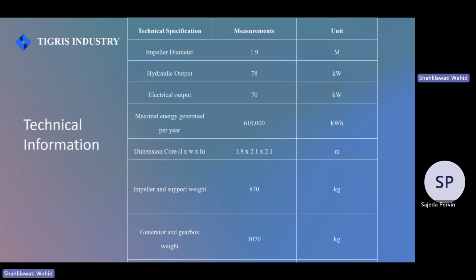And now here is our technical information. For the technical information of our GWVPP, our impeller diameter will be 1.9 meters. Our hydraulic output will be 78 kilowatts. Our electrical output will be 70 kilowatts. Our maximum energy generated per year is 610,000 kilowatt hours. Our core dimensions will be 1.8 meters times 2.1 meters times 2.1 meters. Our impeller and support weight is 870 kilograms. Our generator and gearbox weight is 1,070 kilograms. And in total, our core weight will be 1,940 kilograms.